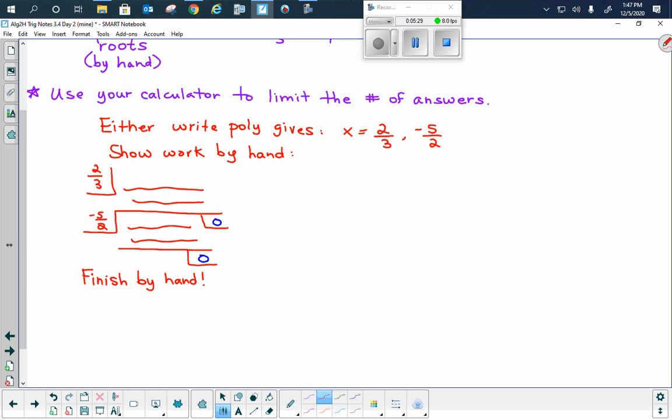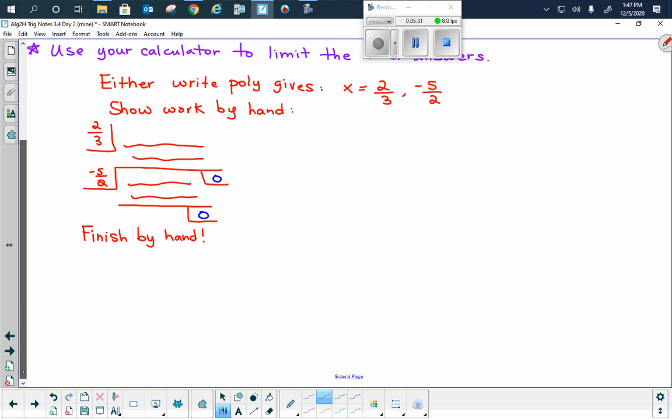Afterwards. Your other option, so that's if you really love Poly. Your other option is graph. So I'll say or graph it and estimate good guesses, if you will.